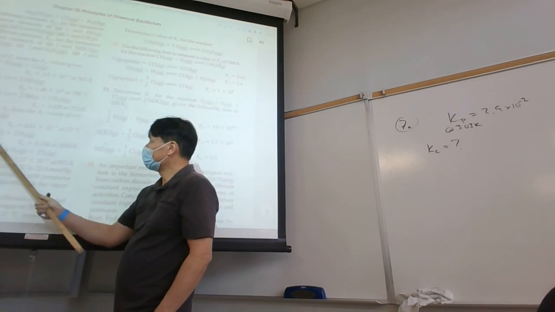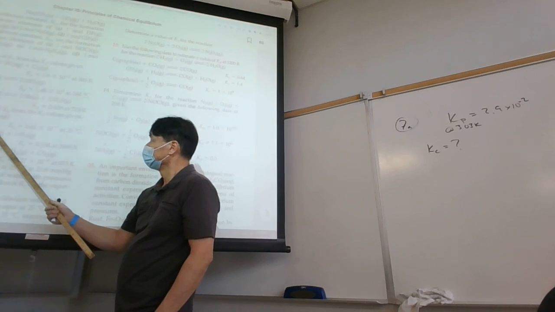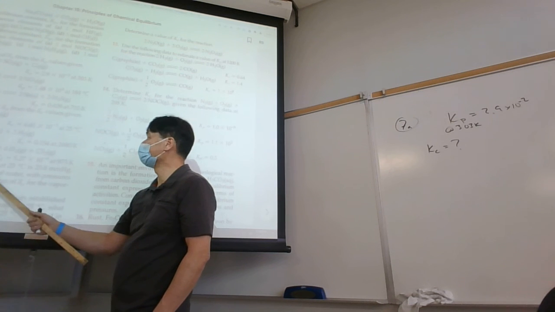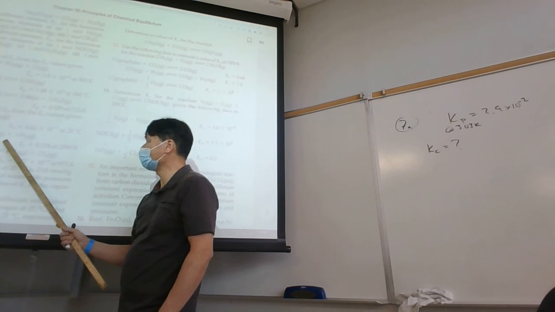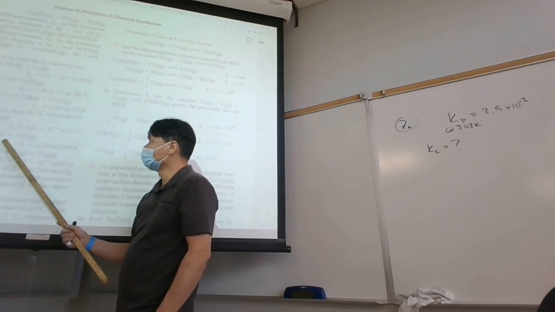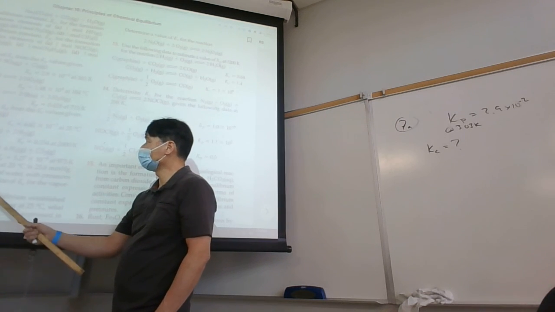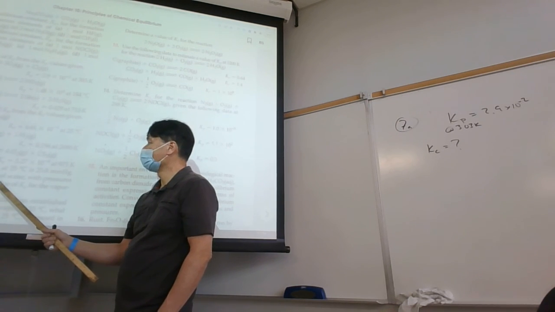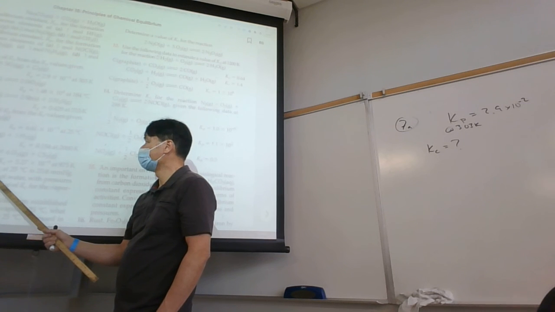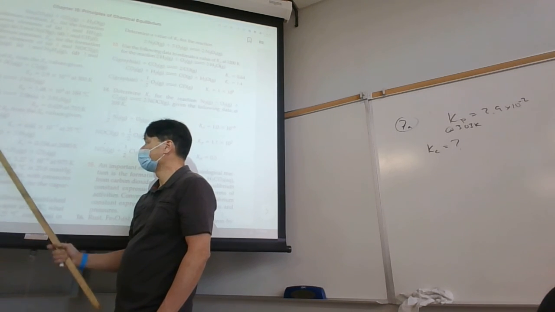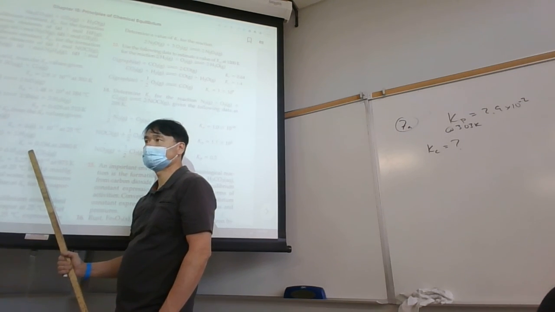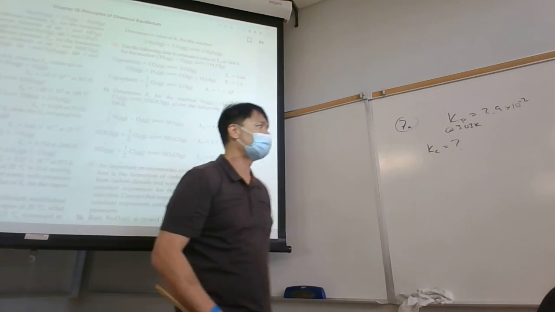Here, what's delta n of gas? +1. We're going from 1 to 2. Here, delta n of gas? +2. Good. This one? +2 again. So we can figure out what delta n of gas is.